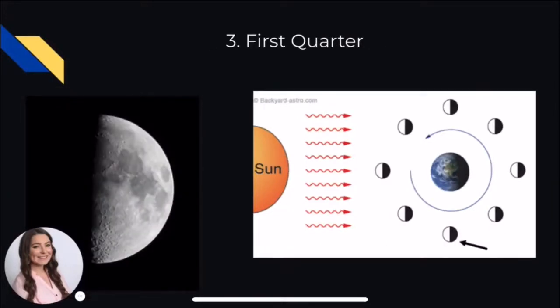The next phase is called the first quarter. This is when the entire right half of the moon is illuminated. At this phase, the moon looks like a half circle. It is 1/4 of the way through its cycle, and this lasts for only one night.